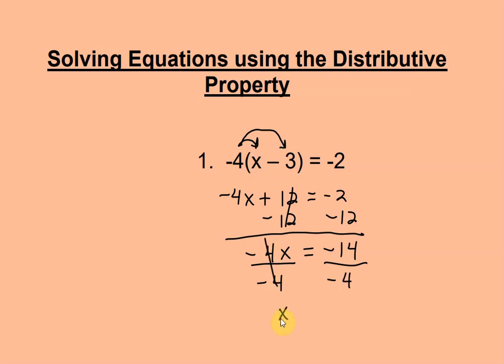And again, this will be a fraction. A negative divided by negative is positive, so that would be a positive 14 over 4. The biggest number that would divide into 14 and 4 is 2. So 14 divided by 2 is 7. 4 divided by 2 is 2. So x is 7 over 2, or if we wanted to change it to a mixed number, it would be 3.5.